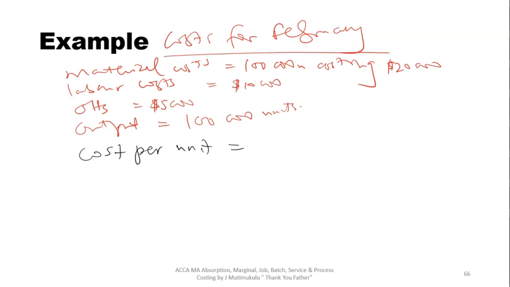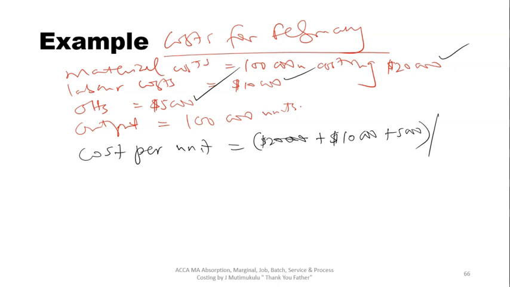So we are saying we incurred this much for materials, that much for labor, and that much for overheads. So that's 20,000 plus 10,000 plus 5,000. Okay, and then we have to divide all this by the number of units produced.